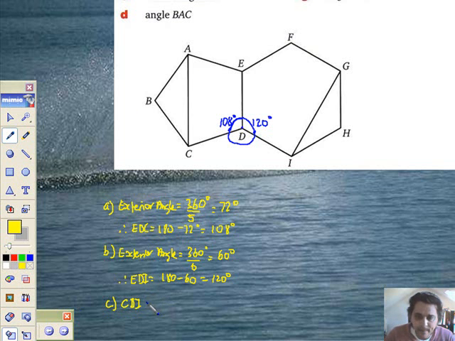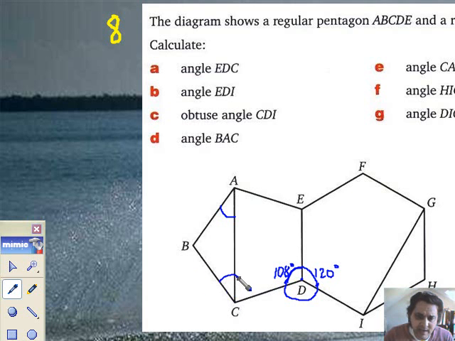What have I got here? The obtuse one's going to be 360 take away the other two. Try and get it all to fit in here, really. So it's 360. Take away the 108, and I have to take away the 120 as well. So there it is, 132 degrees. Now, next one, I've got to work out angle BAC. Lovely. So they want that one, do they? Right, well that one is the same as that one.